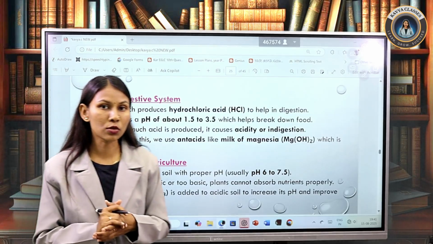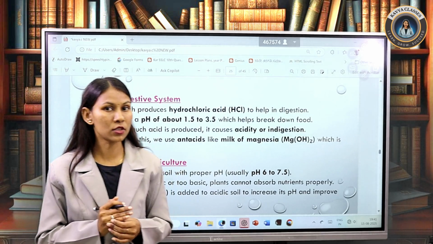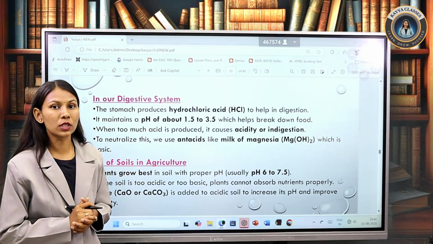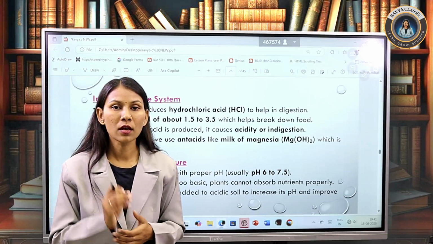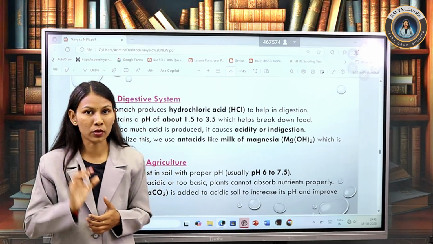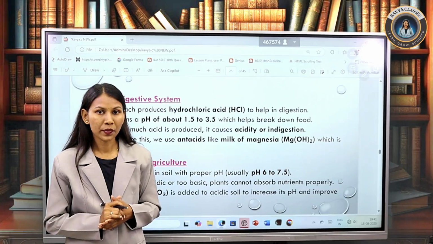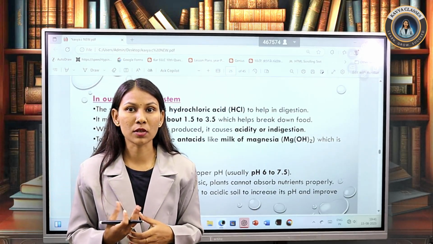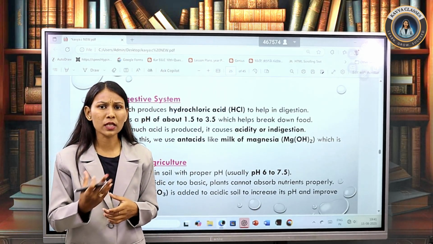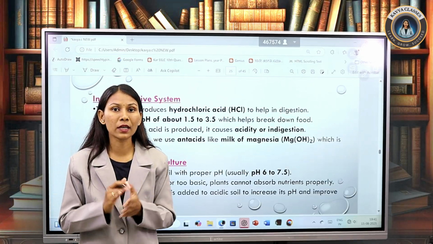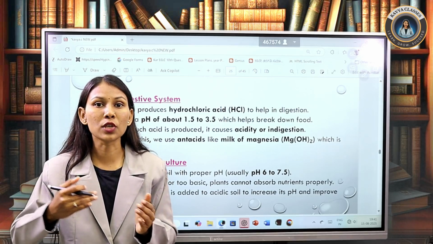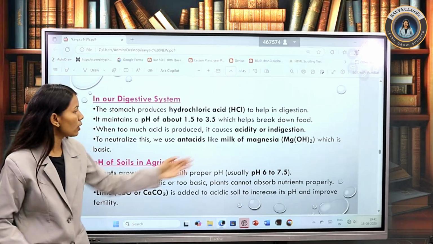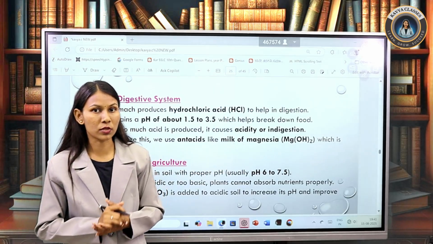The stomach produces hydrochloric acid, as you all know, which helps in digestion. It maintains a pH of about 1.5 to 3.5, which helps break down food. Sometimes we complain about acidity: there is more acidity in my stomach, stomach burning, indigestion and so on. In such cases, the doctor will advise some antacids, which neutralize the acidic property of our stomach. One such antacid is milk of magnesia, that is magnesium hydroxide.